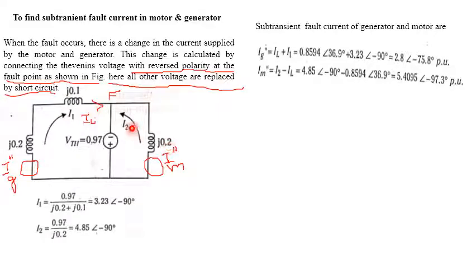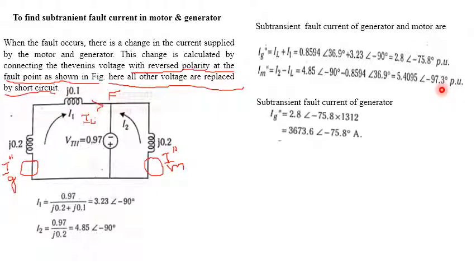Because Im double dash is equal to I2 minus IL, opposite to that. We already have the I2 value and also the IL value, so you'll get 5.4095 at an angle of minus 97.3. Now we have to calculate the actual value.